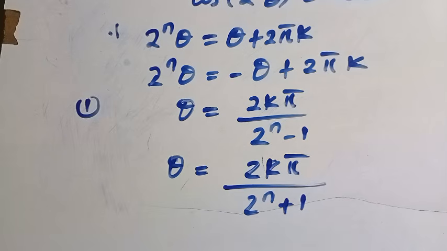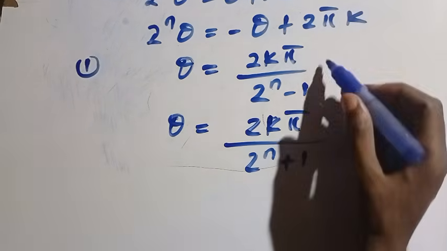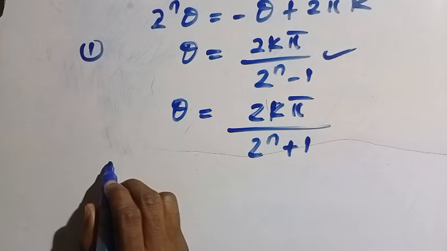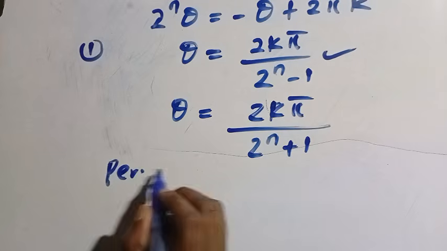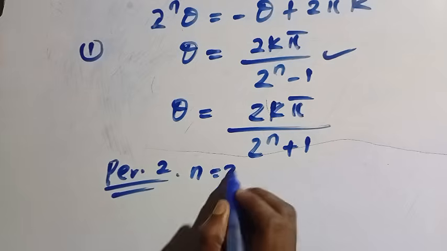For us to get the answer that we need, let's consider the first one that we get here. We need concrete examples. Let's start testing for the period. We can test for period 1, period 2, and as many periods as we can. Let's say for period 2, what does that mean? It means n equals 2.